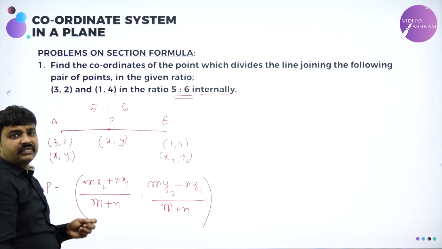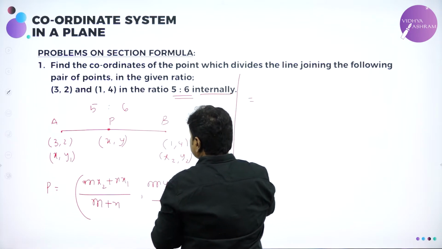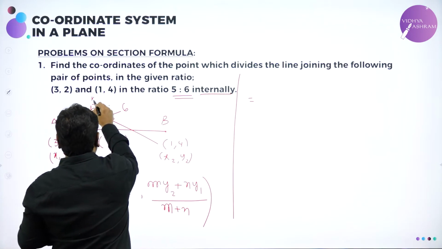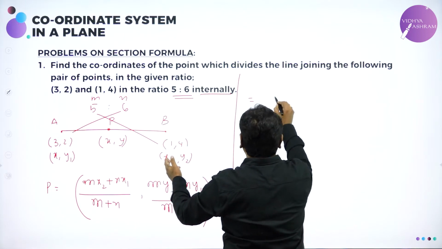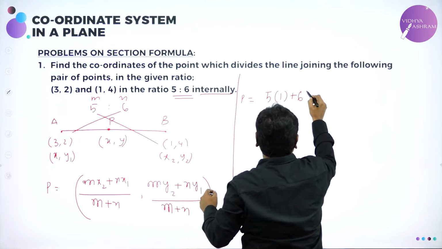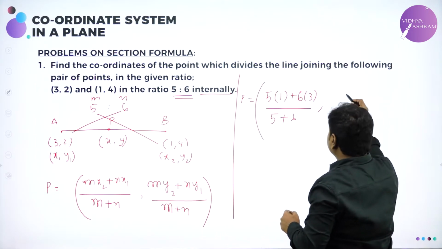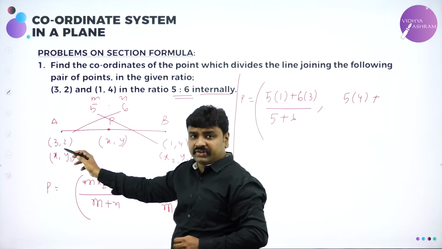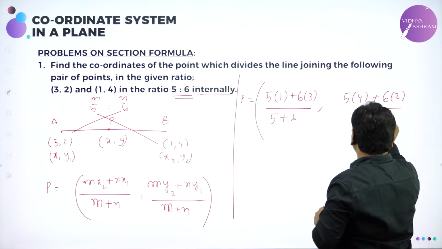So substitute in this and get the value. mx2 means this is m, x2 is this, crisscross. m is 5 and n is 6. Substitute in the formula. So that gives 5 into x2, which is 1, plus 6 into 3, divided by m plus n, 5 plus 6, comma, again 5 into y2, which is 4, plus 6 into y1, which is 2, divided by again 5 plus 6.